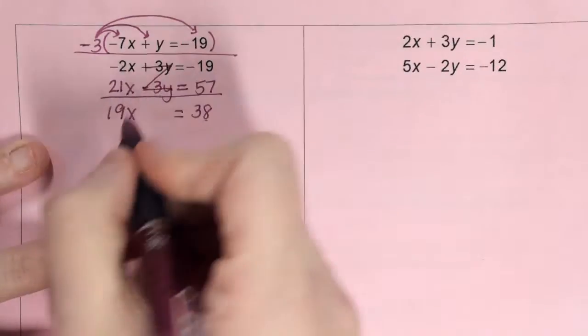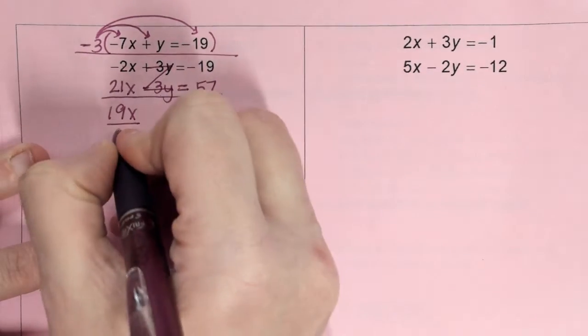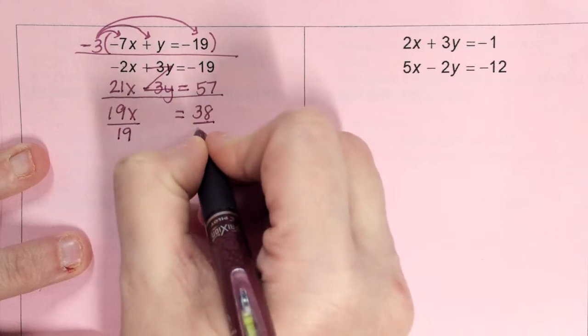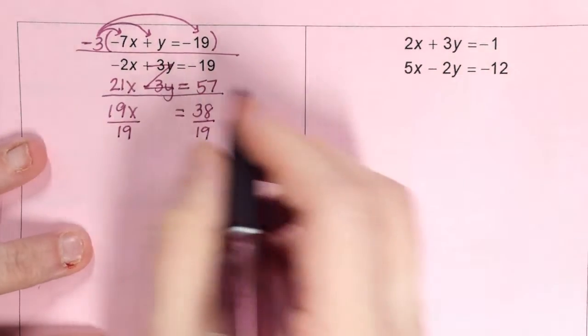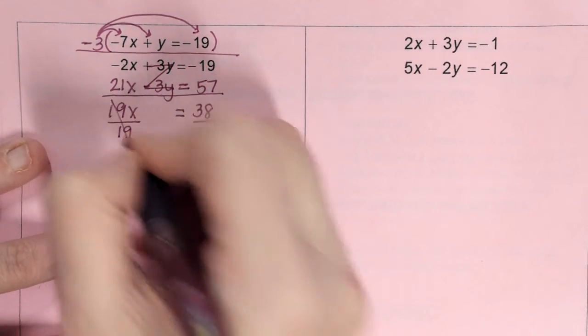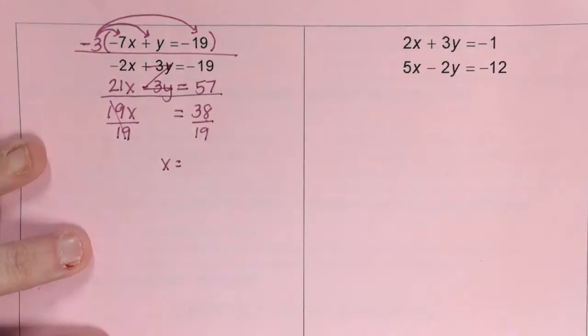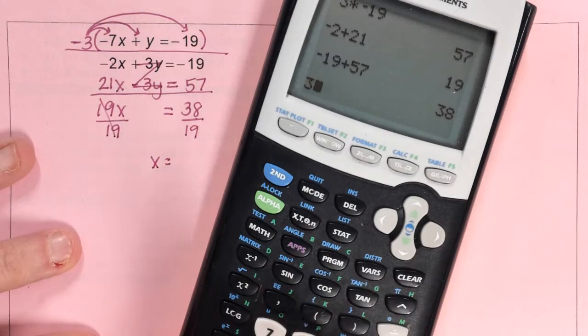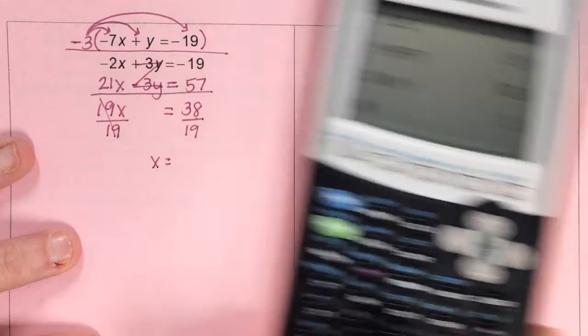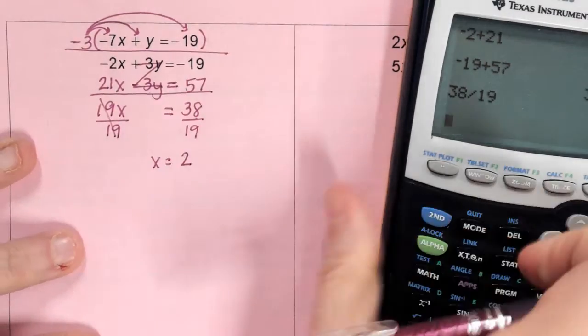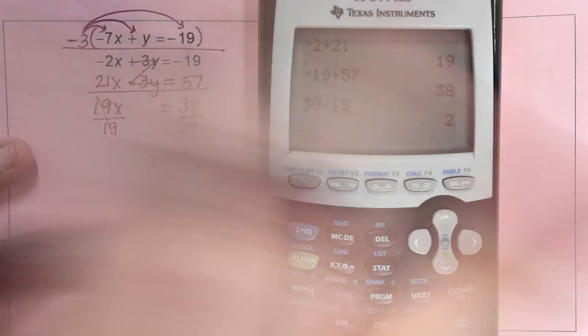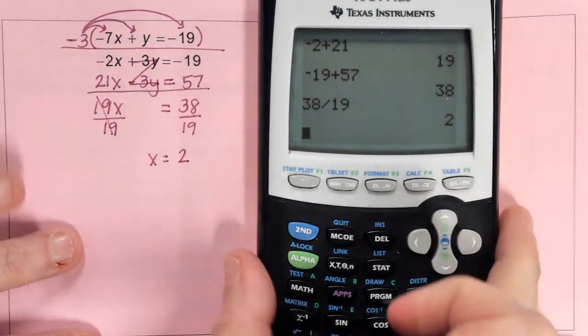You should be able to do this one. I have 19 x's. I want 1 x. So I divide by 19. If I do it on one side, I got to do it to the other side. If I do it to one thing, I got to do it to everything. The 19's cancel away, leaving me an x. And remember, I'm dividing, so 38 divided by 19 is 2. Okay? Remember, you should be using your calculator, even for arithmetic. Why? Because we like to get the right answer.